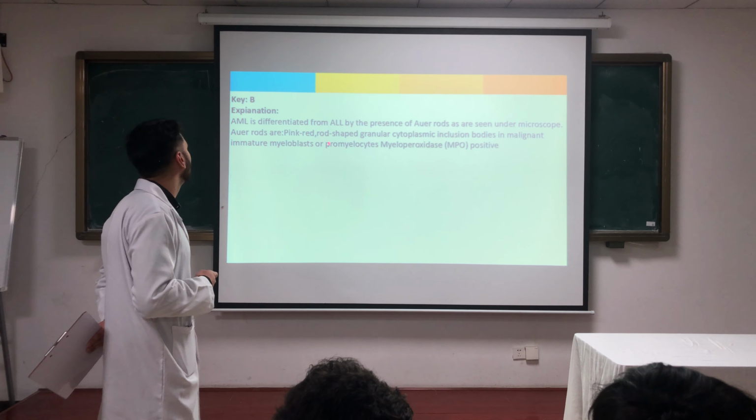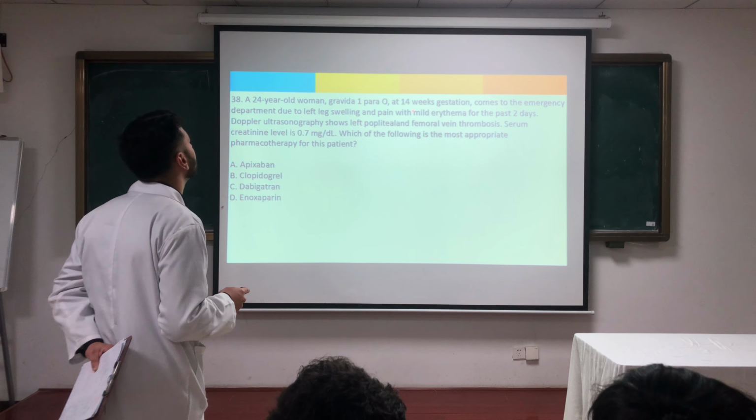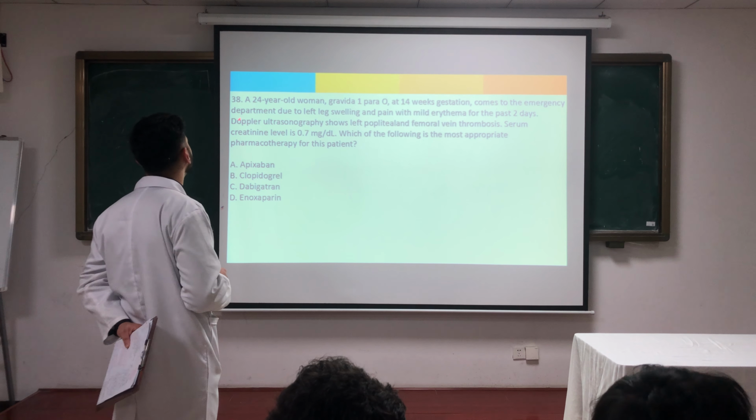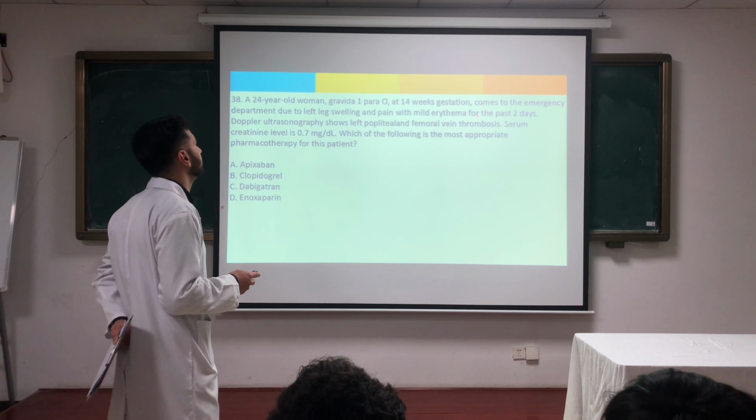So here we have a case: a 24-year-old woman, gravida 1, para 0, at 14-week gestation comes to the emergency department due to left leg swelling and pain with mild arrhythmia for the past 2 days. Doppler ultrasonography shows left popliteal and femoral vein thrombosis. Serum creatinine level is 0.7 milligram per deciliter. Which of the following is the most appropriate pharmacotherapy for this patient? Apixaban, clopidogrel, dabigatran, and enoxaparin.